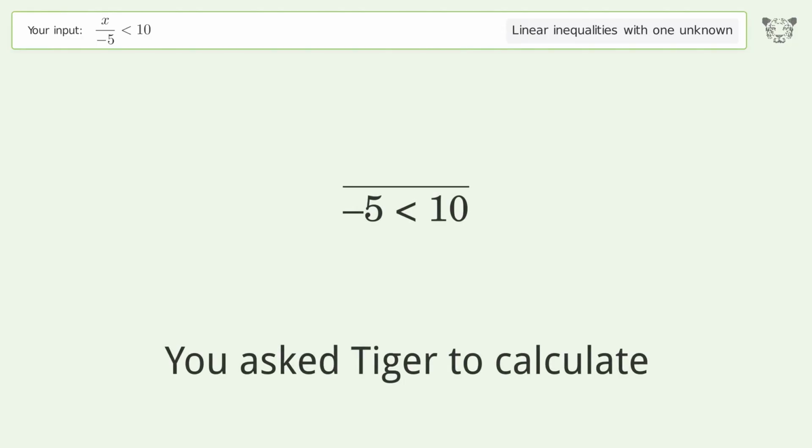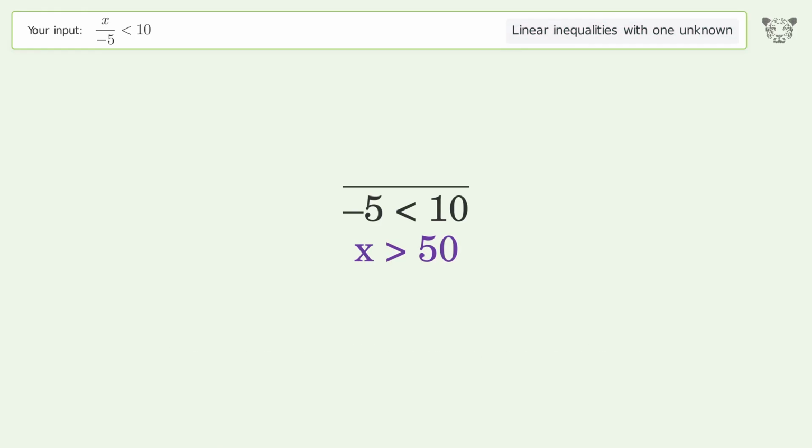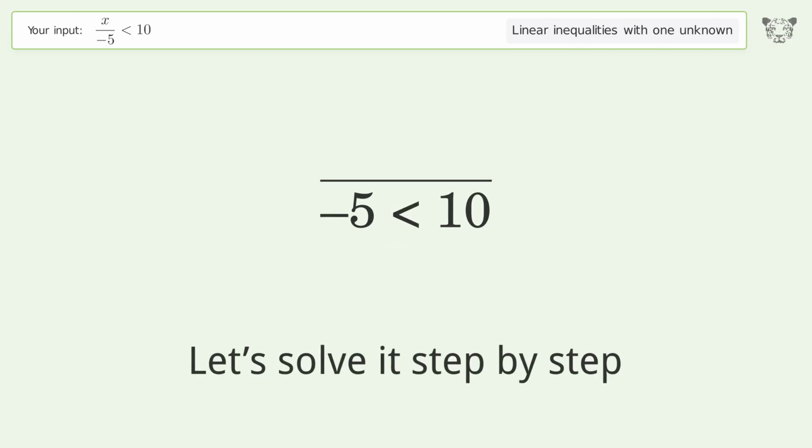You ask Tiger to calculate. This deals with linear inequalities with one unknown. The final result is x greater than -50. Let's solve it step by step.